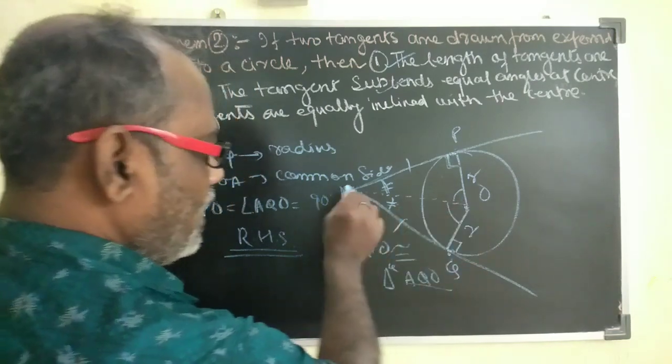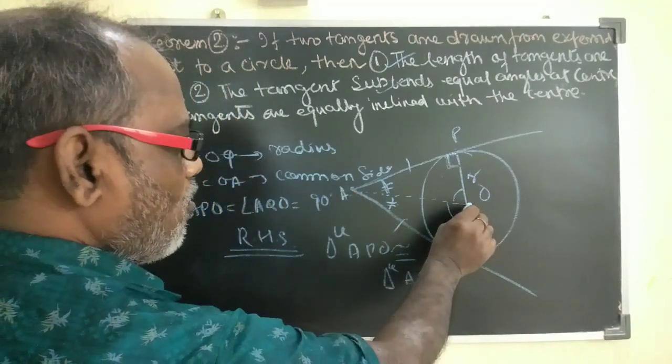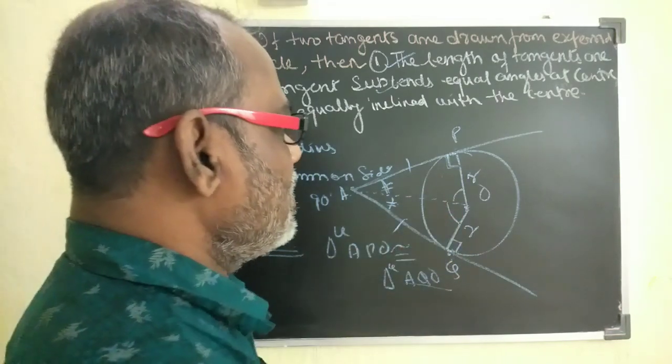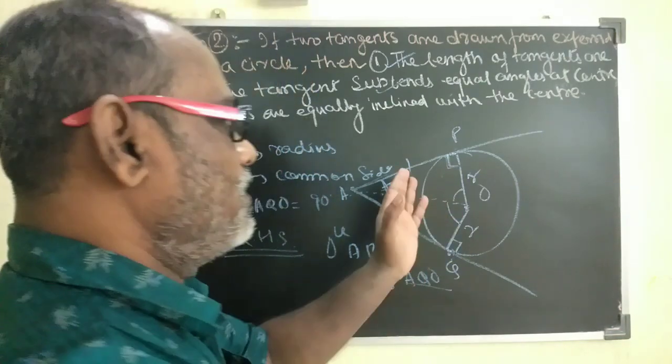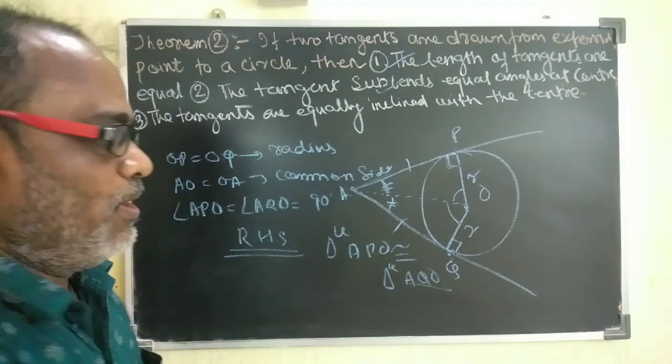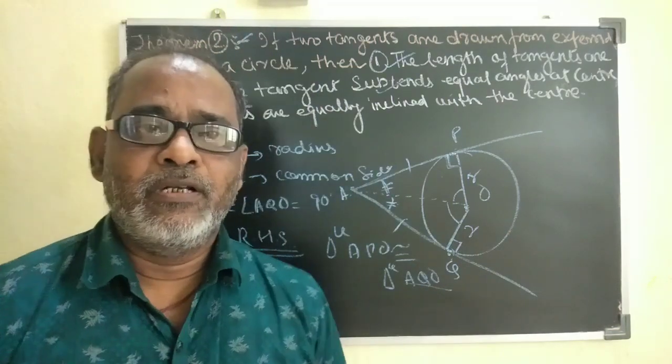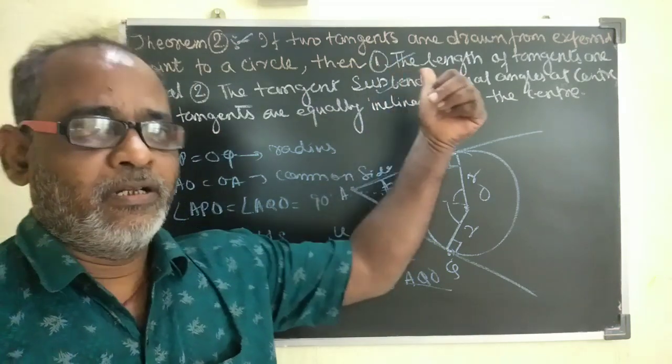Angle OAQ equals angle OAP. Why? Because these two triangles are congruent and the corresponding parts of congruent triangles are always equal. Hence, this theorem gets proved. It is one of the most important theorems on the tangent to a circle.